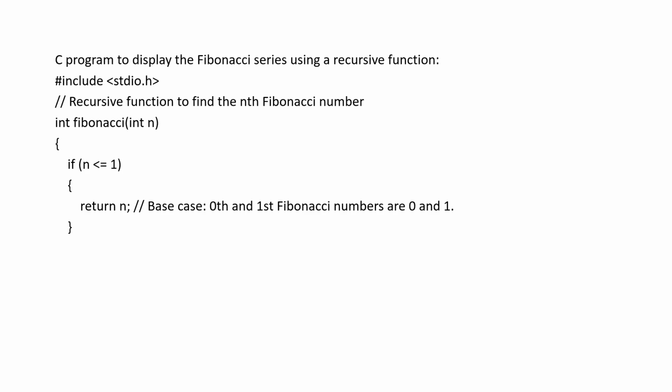This is a base case. The 0th and the first Fibonacci numbers are 0 and 1. So if n is less than or equal to 1, return n. Otherwise, return Fibonacci(n-1) + Fibonacci(n-2). This function returns the nth Fibonacci number using recursion.